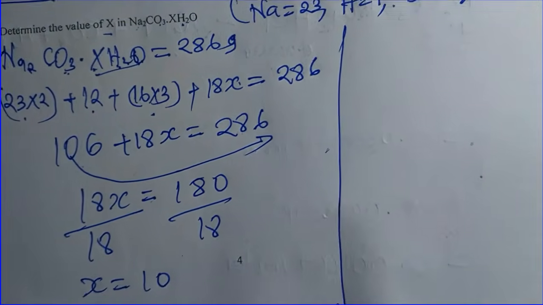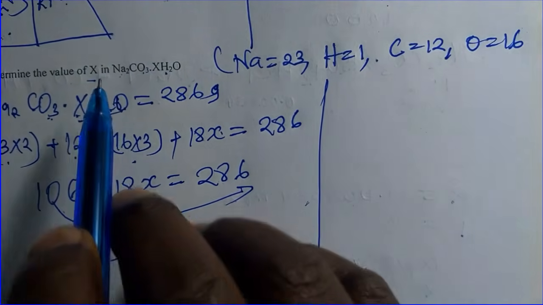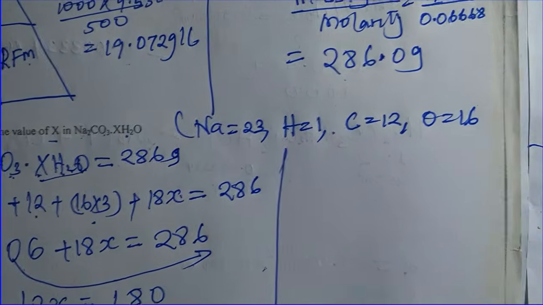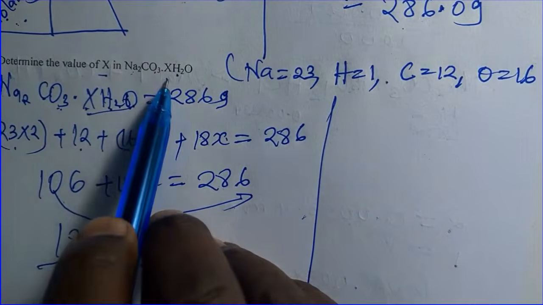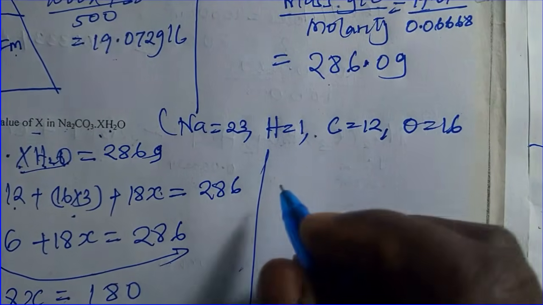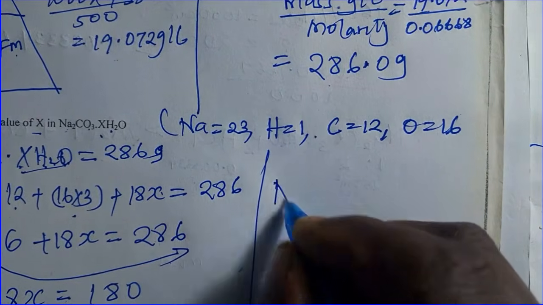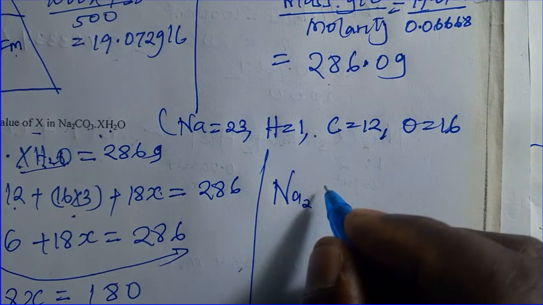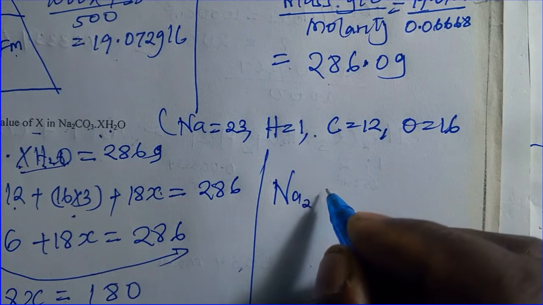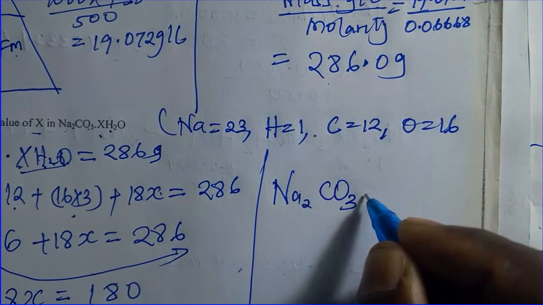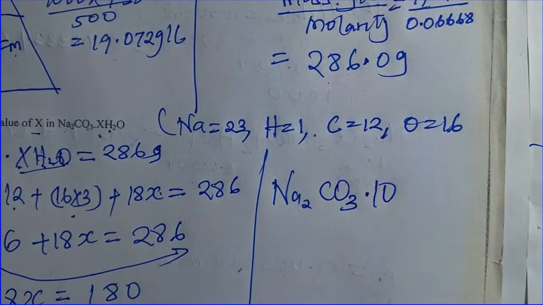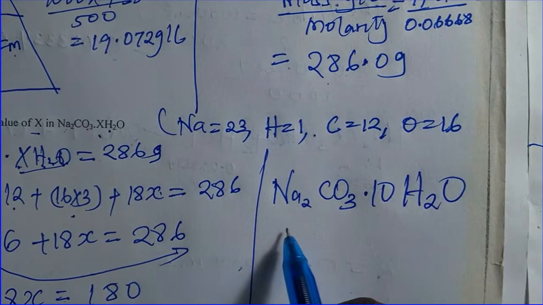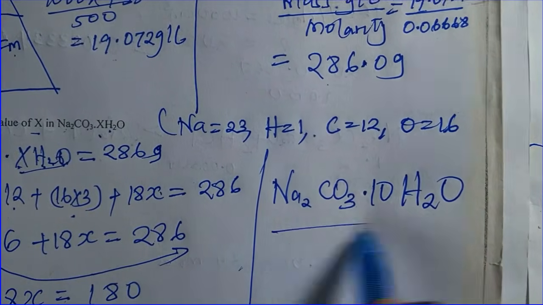Then the next question we will be asked is to write the carbonate salt in full. So you are going to substitute X with 10. So the salt name is sodium carbonate decahydrate. Instead of X, now we will have sodium carbonate 10 water.